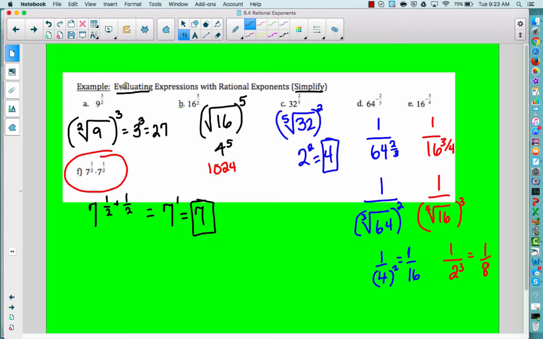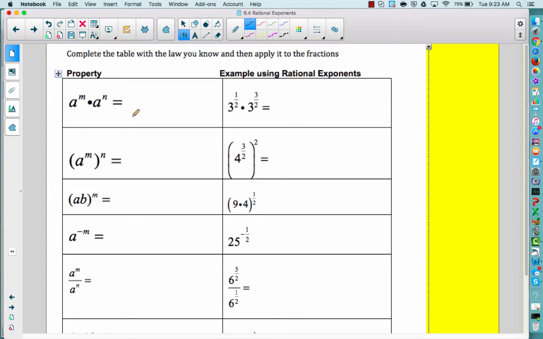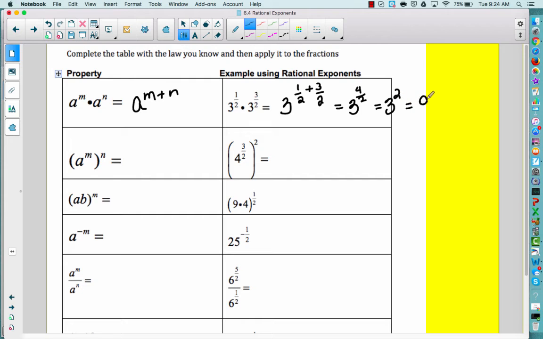All right, I do kind of want to go through the laws of exponents that you see on the next page. I want to review the properties again and show you now how they're going to look with rational exponents. So we know that the property a to the m times a to the n gives me a to the m plus n. Power times a power, add them. All right, so how do we apply that? That would give me 3 to the 1/2 plus 3/2. Yes, we have to add fractions, which is going to give me 3 to the 4/2, which is 2. So 3 squared. So my answer would be 9.